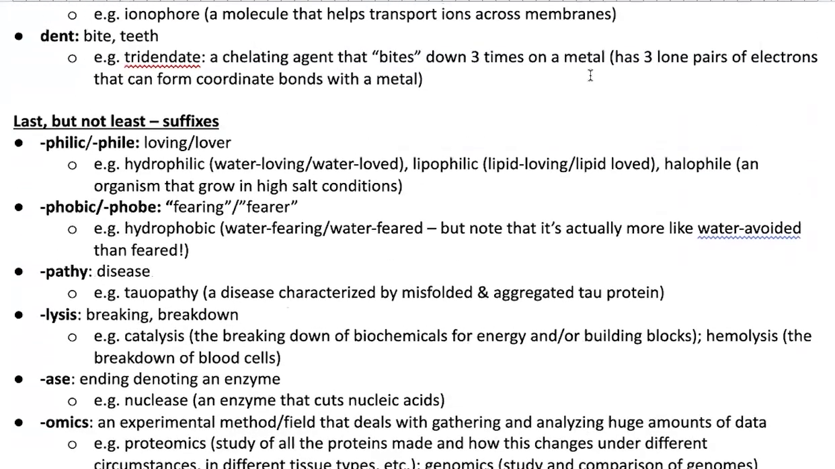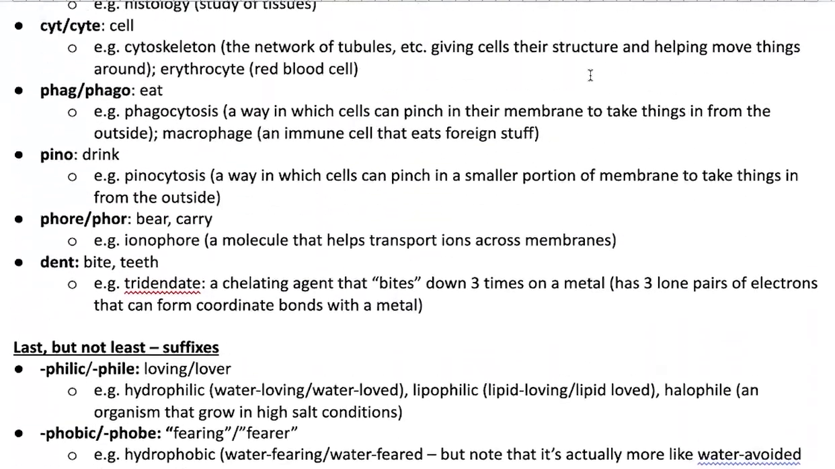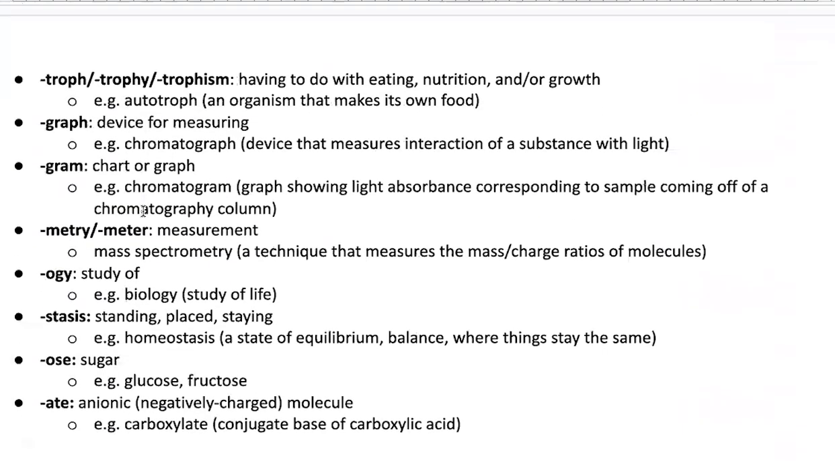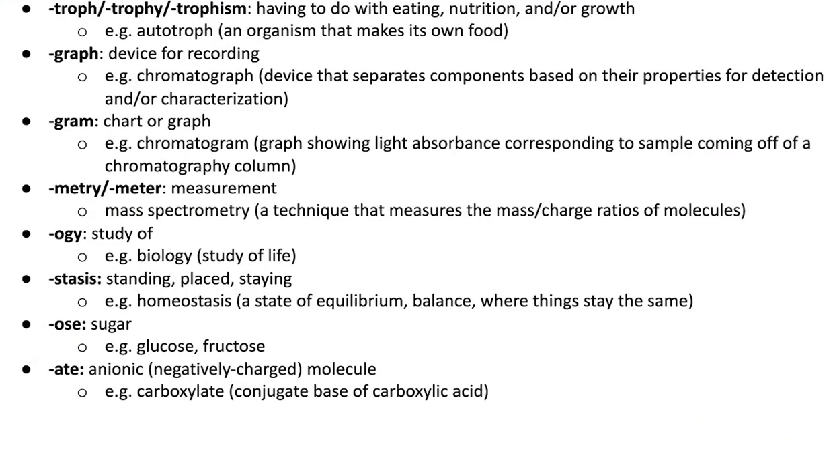Okay, so we talked about a couple of eating terms. We had phage or phago, which was eat, and pino, which was drink. We also have this suffix troph or trophy or trophism, which tells you that something has to do with eating, nutrition, or growth. So an autotroph, remember auto is self, troph is eating, and so an autotroph is an organism that makes its own food. An organism that eats itself, but yes.